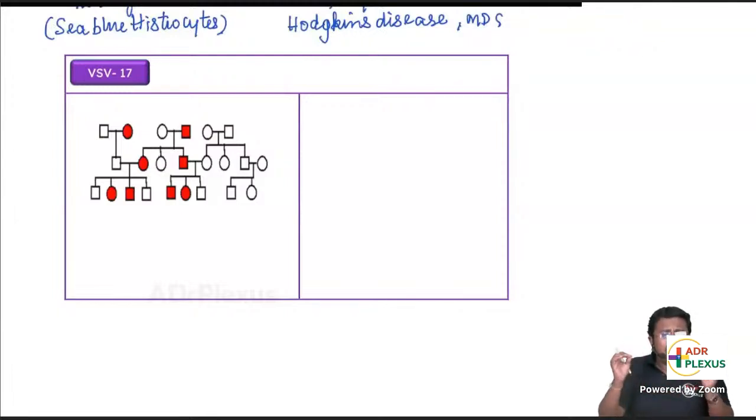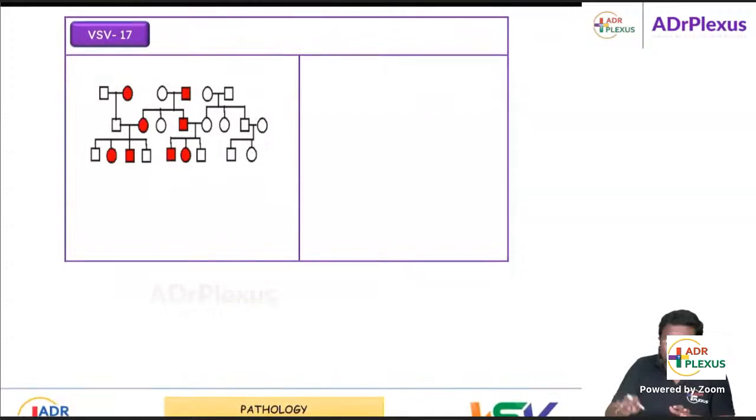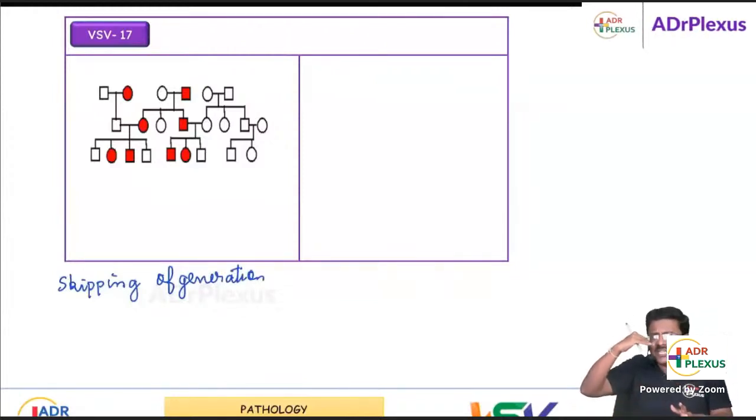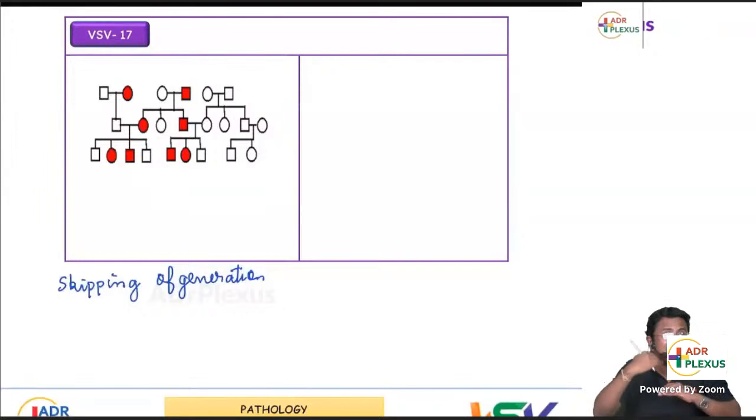So for checking what is the mode of inheritance, first we have to keep in mind two points. One important point is whether there is skipping of generation or not. Whether each generation has at least one affected individual, or in one generation there are no affected people at all. Skipping is there or not. That is one important point we have to note.